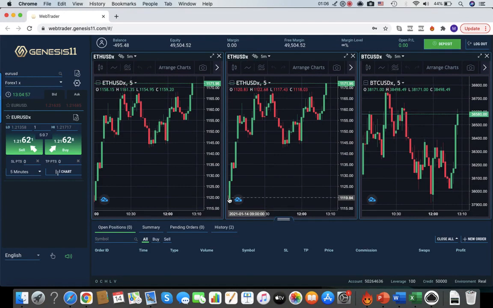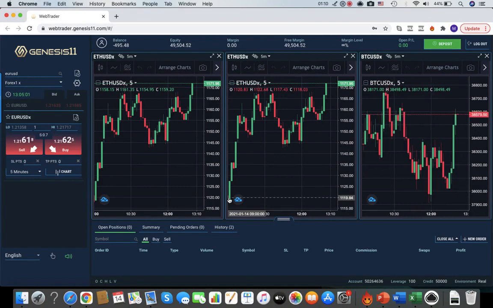And now, let's say you want to open a Euro USD trade, which is the #1 asset on the Genesis11 platform, of course. Maybe there's more demand today for Bitcoin, but of course, Euro USD is one of the top currency pairs, if not the #1 currency pair. And let's say I want to buy Euro USD.